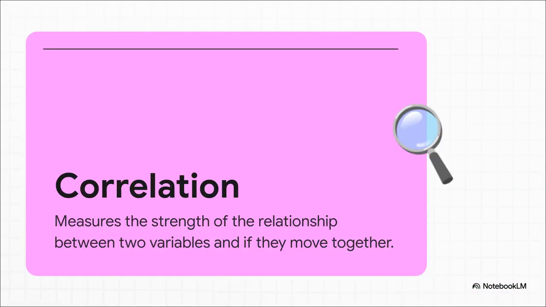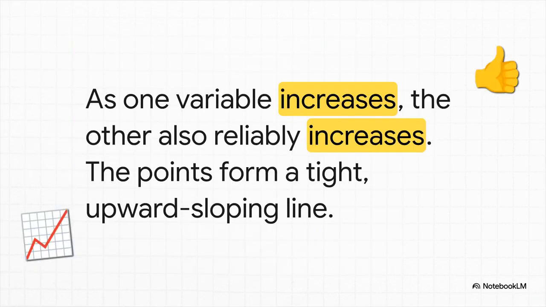And that measurement is called correlation. Correlation is all about putting a number on the strength and the direction of the relationship. It tells us if our two variables, like production and cost, really do move together in a way we can predict. So if the points on our graph are all marching up a hill together in a nice, tight line, we have a strong positive correlation. This just means that as one thing goes up, the other one reliably goes up too. Think production units and total cost.